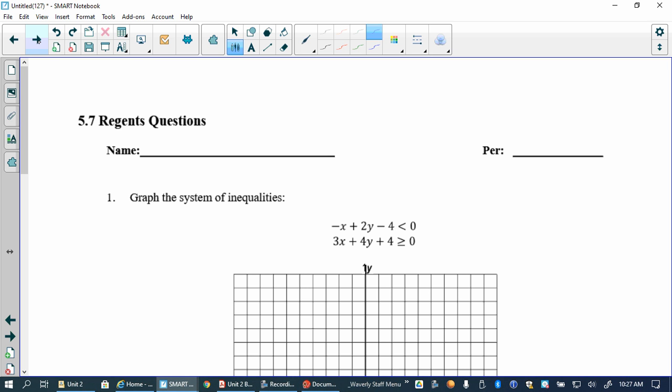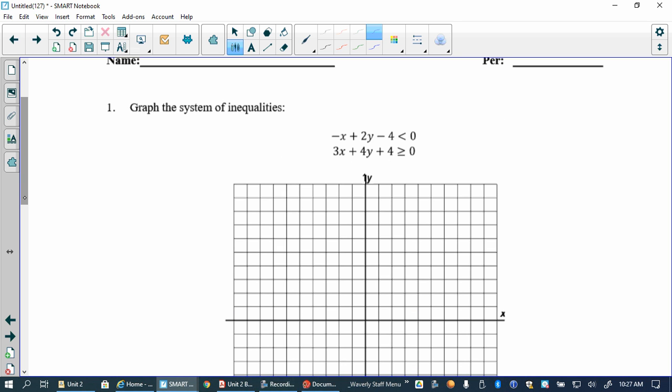And they want you to graph it, right? Are either of them in y equals mx plus b form? No, but we could easily get them in that form, couldn't we? Let's take the top one. Let's get it in the form we need. Negative x plus 2y minus 4 less than 0.